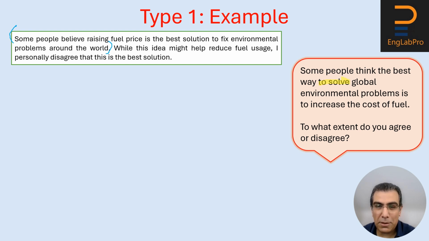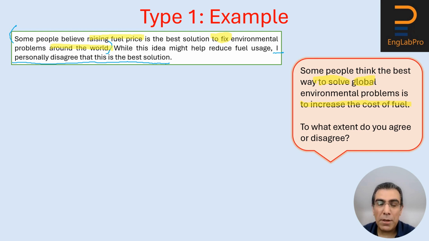For example, to solve has become to fix, global has become around the world, and to increase the cost of fuel has become raising fuel price. You see, I've tried to use synonyms to paraphrase this question, this idea, this premise. And then, as we said, we should mention our own idea. I personally disagree that this is the best solution. This is my own idea that I've mentioned in the introduction.